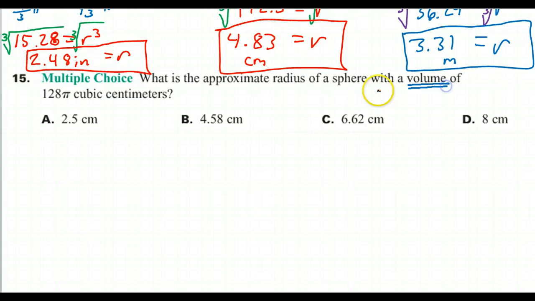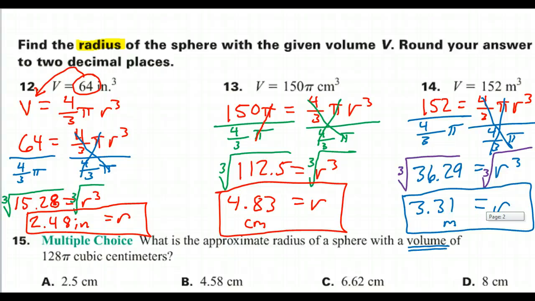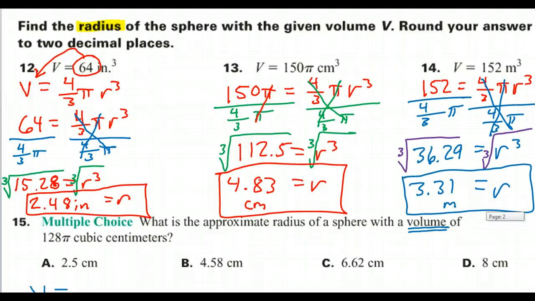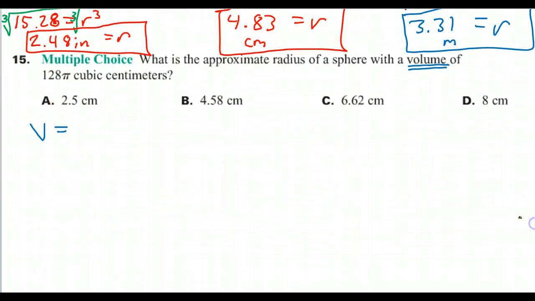So if they're going to give us the volume, we're going to start off by writing the volume formula, which is, of course, 4/3 pi r cubed. In fact, is this any different than what we've been doing? What is the radius given the volume? All right, this is exactly the same as what we just did. It's just multiple choice. So same exact thing one more time.